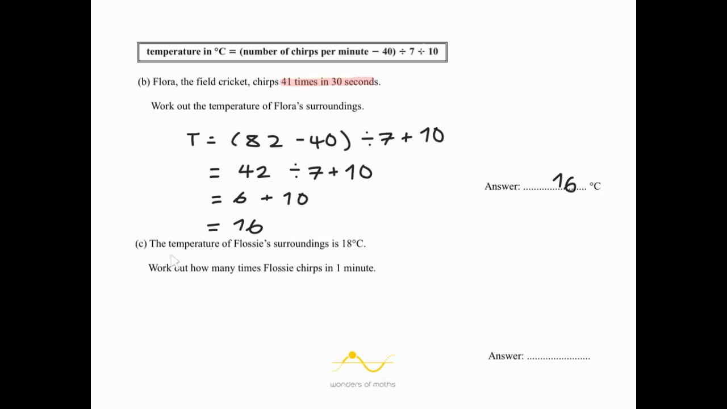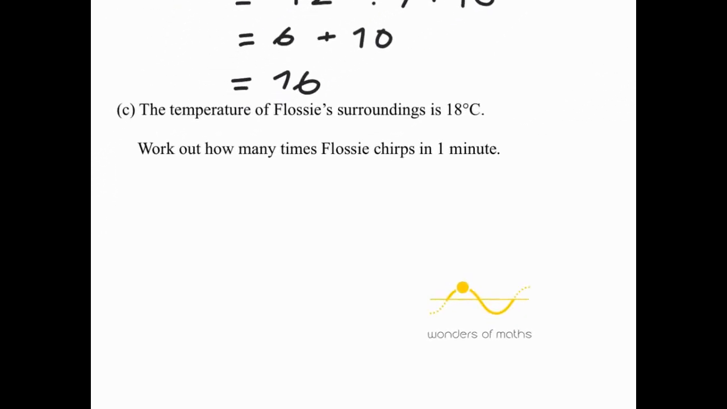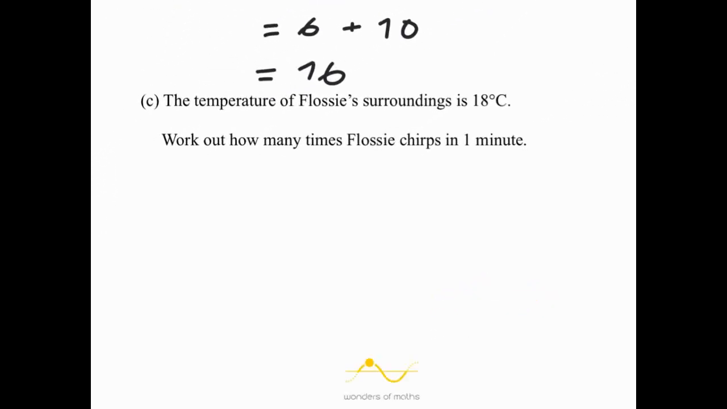And finally, the temperature of Flossie's surroundings is 18 degrees Celsius. Work out how many times Flossie chirps in 1 minute. In this case, we already know our temperature, which is 18, but we don't know the number of chirps per minute, so let's call this x. x minus 40, divided by 7, plus 10 is equal to 18. So hopefully you will remember from class how to solve for x in this situation.